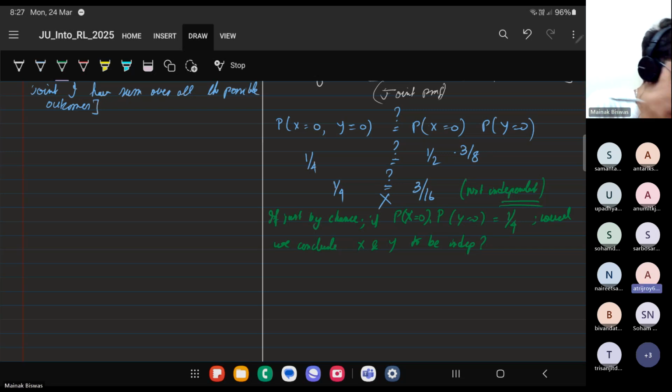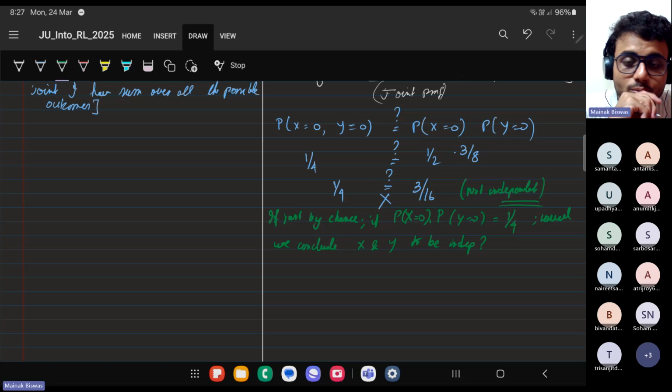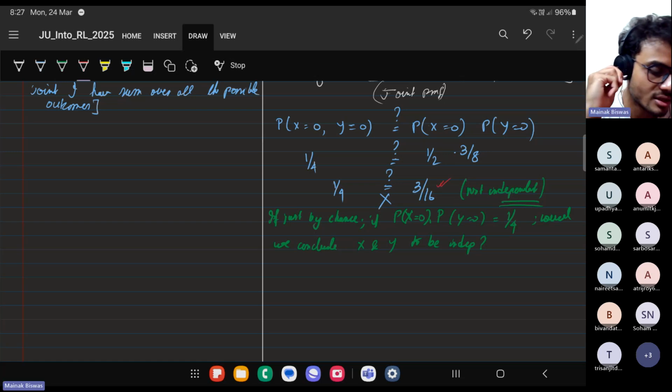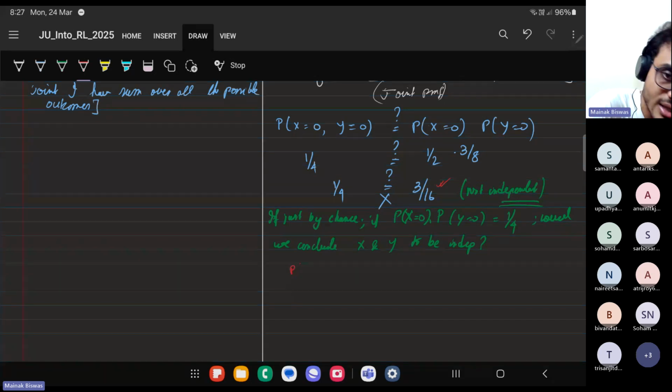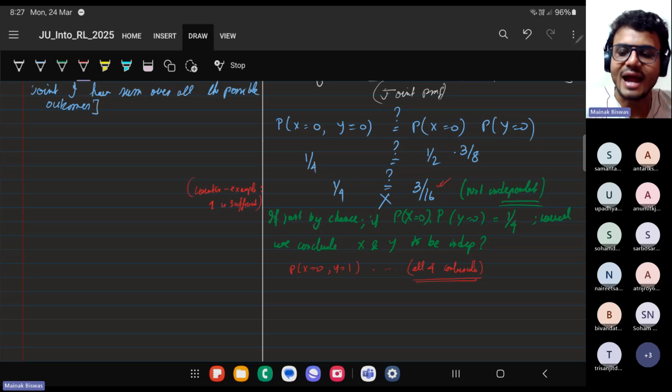Was it required to check for other values also? Currently we have shown that they are not independent. But if it by chance became 1 by 4, we would have to check for all other combinations, that is X equal to 0, Y equal to 1, and so on, all four combinations. We'll see why. Is this clear? But for a counterexample, one is sufficient because it's like an AND operation. Already you have proved that one of them is not true, so the total thing is also not true.